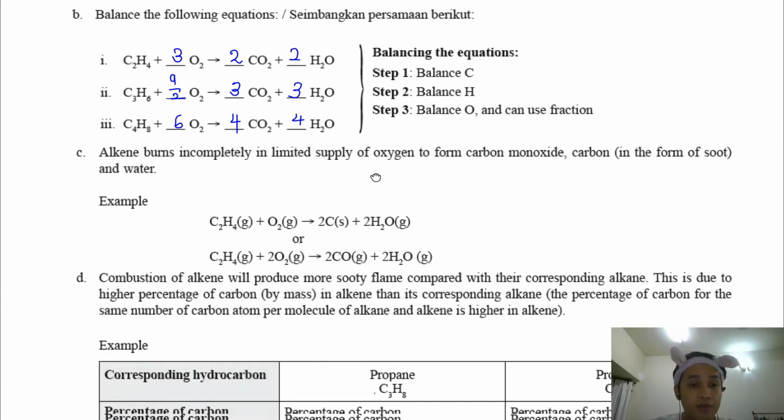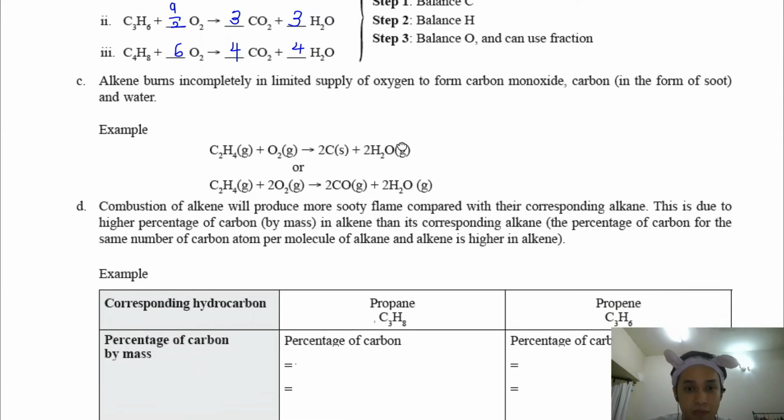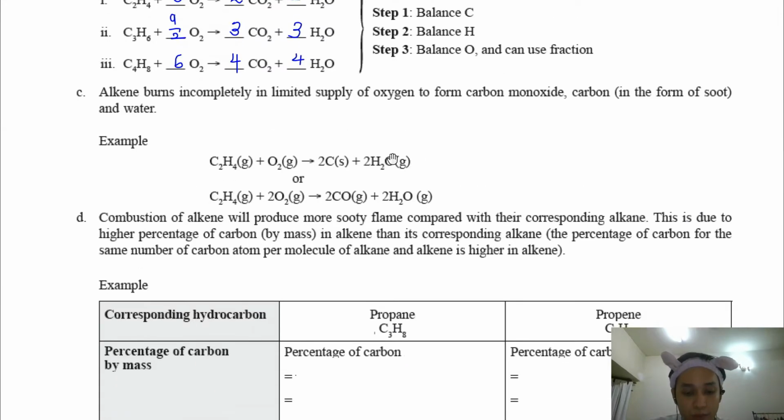Alright, so for alkene, incomplete combustion will produce carbon monoxide and carbon. Okay, so meaning if you don't have enough oxygen, or what they call, you burn with limited supply of oxygen, not enough oxygen, what happens is that instead of getting carbon dioxide, you are going to get carbon monoxide. Okay, or you're only going to get the carbon only.